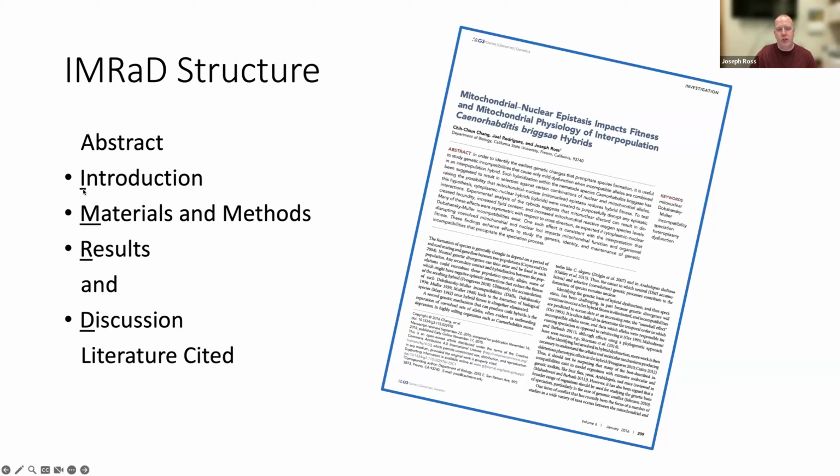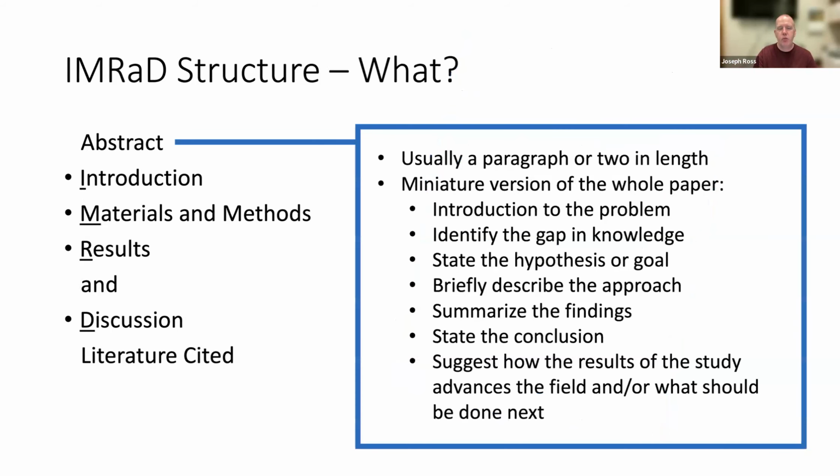IMRaD stands for Introduction, Materials and Methods, Results, and Discussion. Those are the main sections of research literature. Again, ignoring the abstract, which is always there, but maybe not formally considered part of the structure of the paper itself. Okay, the other thing that's not mentioned that's a common component of research literature is a literature cited or references section, which comes at the bottom of the research paper. So let's take a look at what goes in each of these sections.